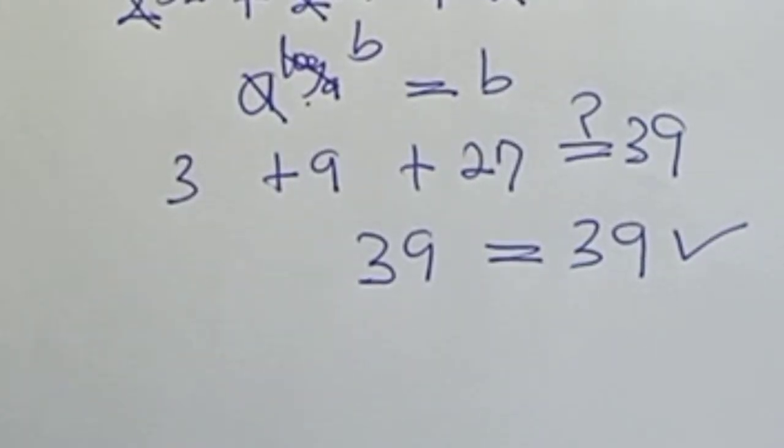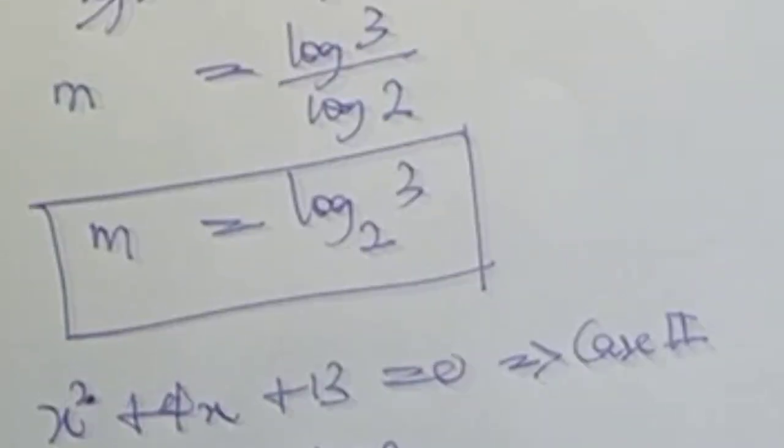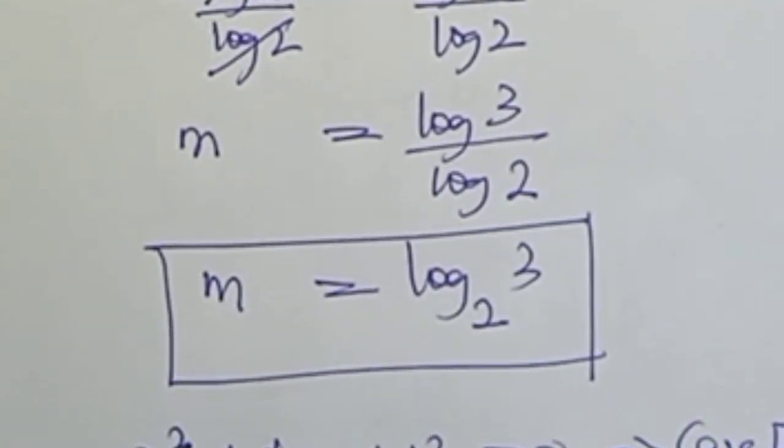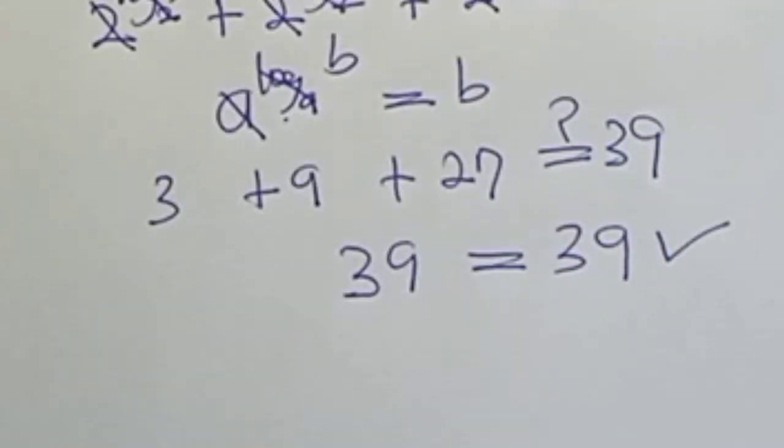This shows that the value of m, m equals log 3 base 2, actually is true, because it satisfies the original equation.